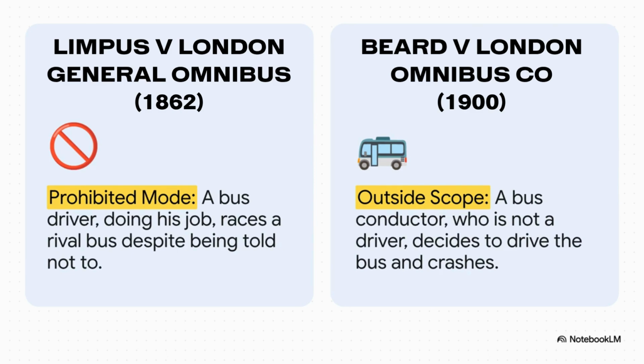In Limpus, you have a bus driver. His job is to drive. He was told not to race other buses, but he did it anyway. He was doing his authorized job just in a prohibited way. So the employer was liable. Now contrast that with Beard. Here, a bus conductor, whose job is to collect fares, not drive, decides to take the wheel and crashes. That's a totally unauthorized act. It was never his job to begin with, so the employer was not liable.